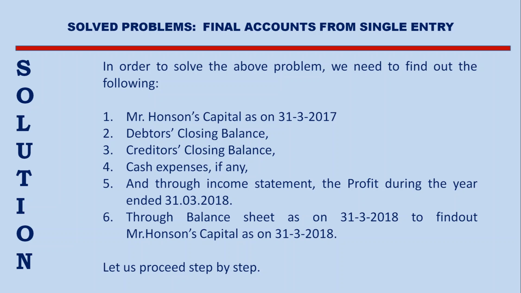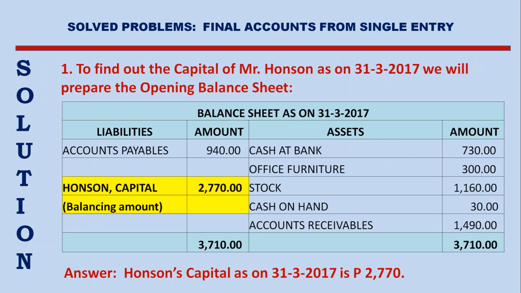Let us proceed step by step. 1. To find out the capital of Mr. Hobson on 31st March 2017, we will prepare the opening balance sheet. Balance sheet as on 31st March 2017. Liabilities amount, assets amount. On the asset side, cash at bank 730, office furniture 300, stock 1160, cash on hand 30, accounts receivable 1490, total assets 3710.